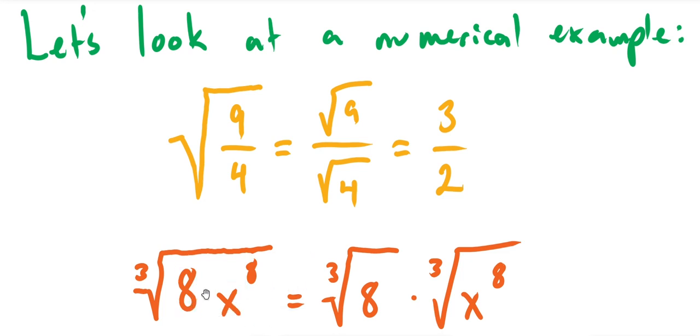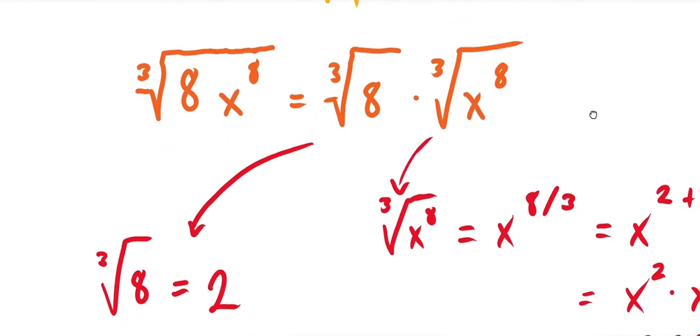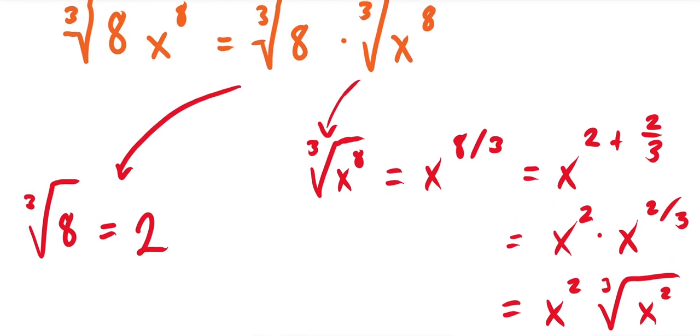So what we want to do here is we don't want to treat this as one big block. We want to split it up using distribution and take a look at these two problems separately. So here's them separated. What is the cube root of 8? Well, that's just the question, what times itself 3 times is 8, and 2 times 2 times 2 is 8, so the cube root of 8 is 2.